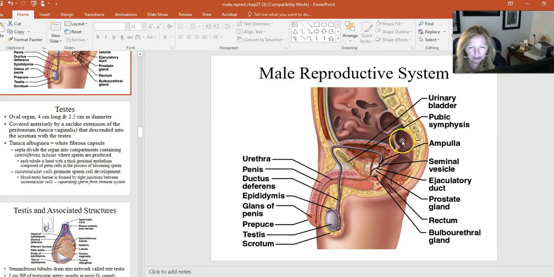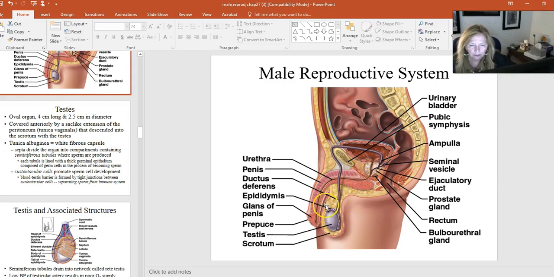I'm trying to think if there's anything else on this picture. You can see the rectum here, and then the anal orifice here, and you can see why a rectal exam for a prostate, to really palpate that prostate, is a good way for a urologist to see if there's anything going on.